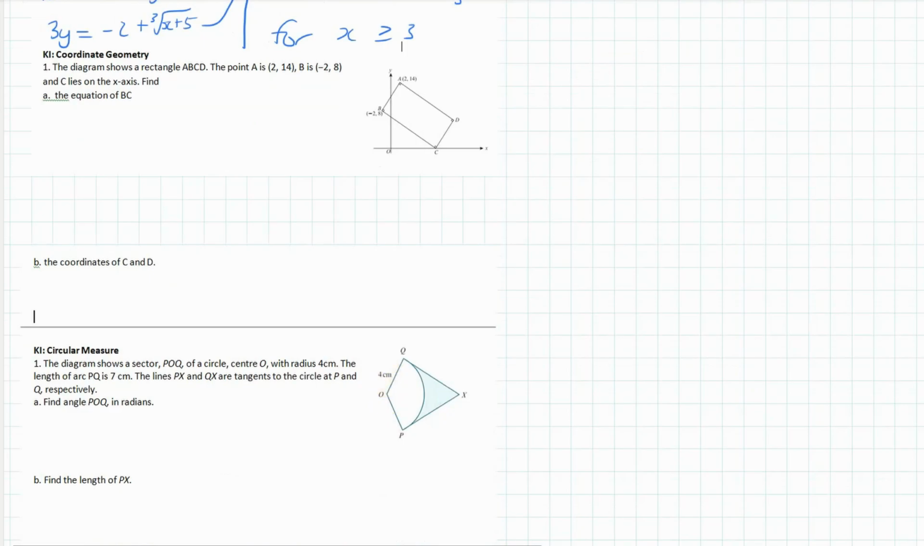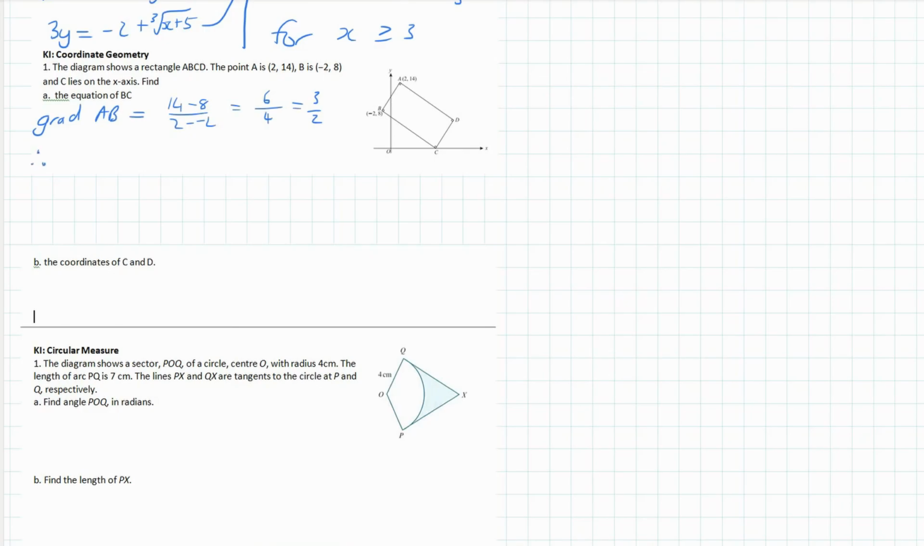Okay, so this next one, we've got a rectangle, and what do we need to do? We've got some points, and we've got to find an equation of BC. Okay, well, the first step is gradient of AB. Change in y over change in x, which is 6 over 4, or 3 over 2.